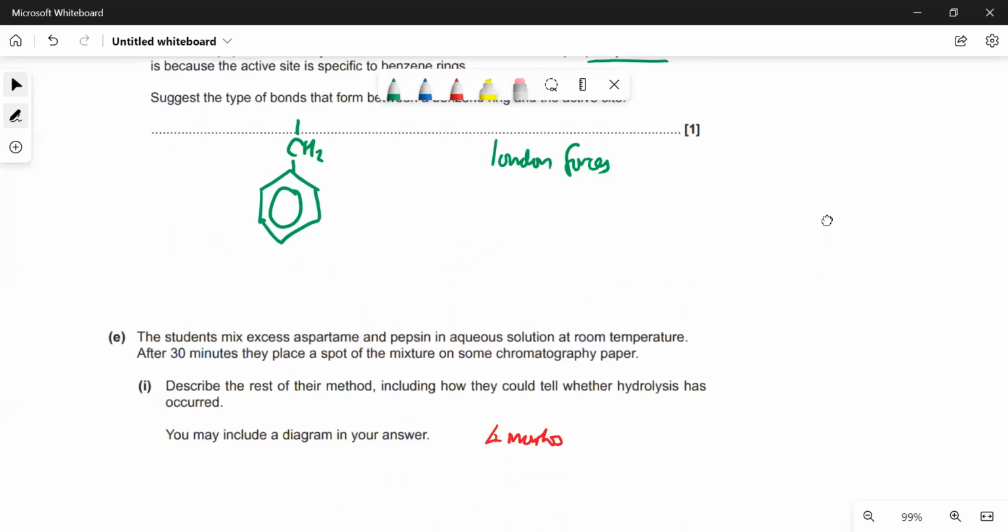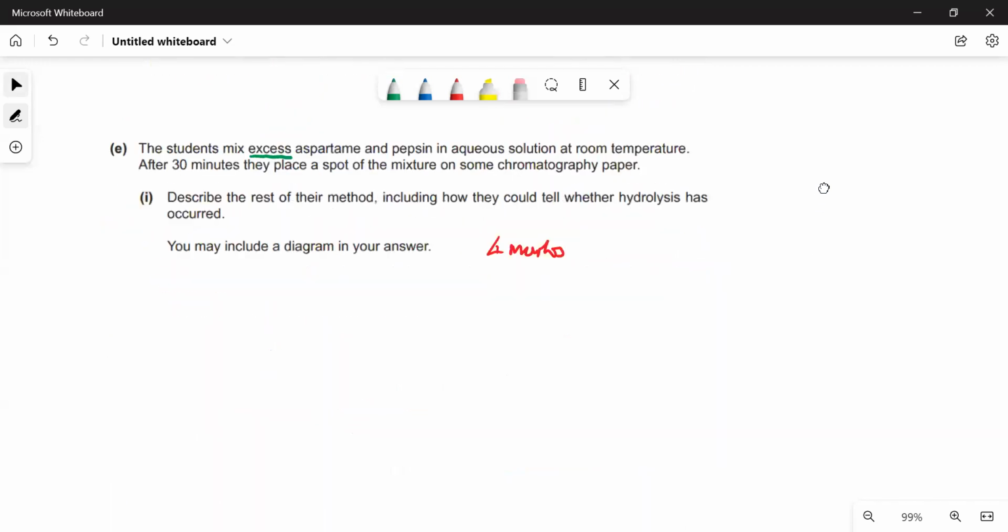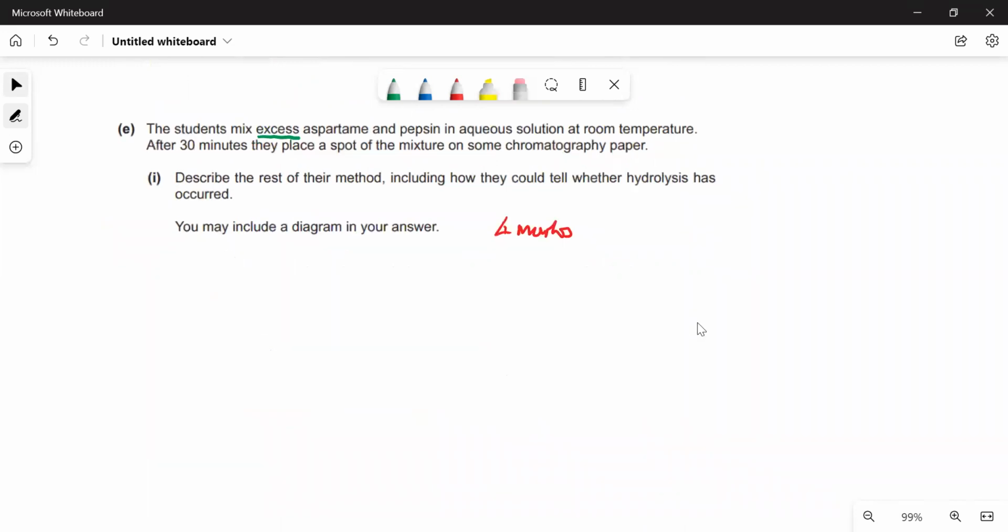The student mixes excess aspartame. This is important for the next bit of the question. The fact they've got excess substrate in aqueous solution at room temperature. After 30 minutes, they place a spot of the mixture on some chromatography paper. Describe the rest of the method, including how they could tell whether hydrolysis has occurred. Okay, and you may include a diagram. I think I will. It's easier to explain it with a diagram.